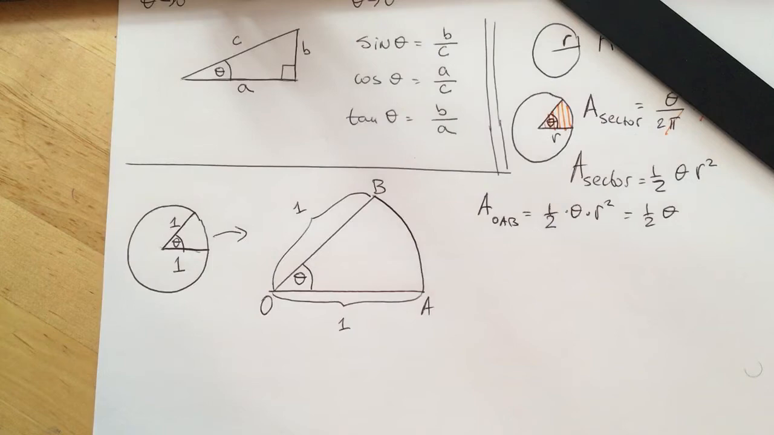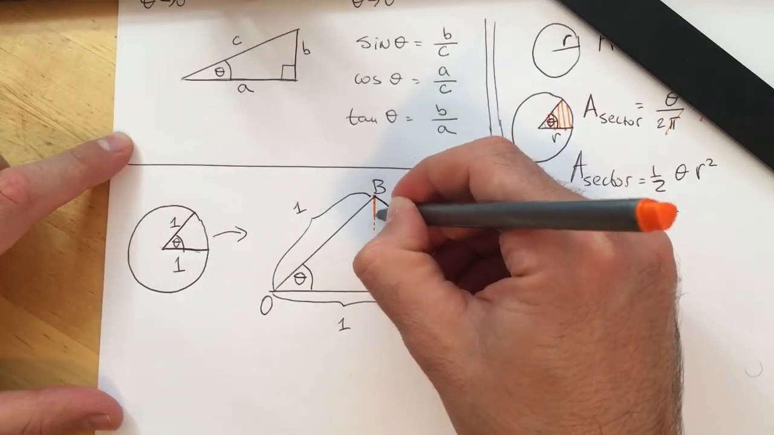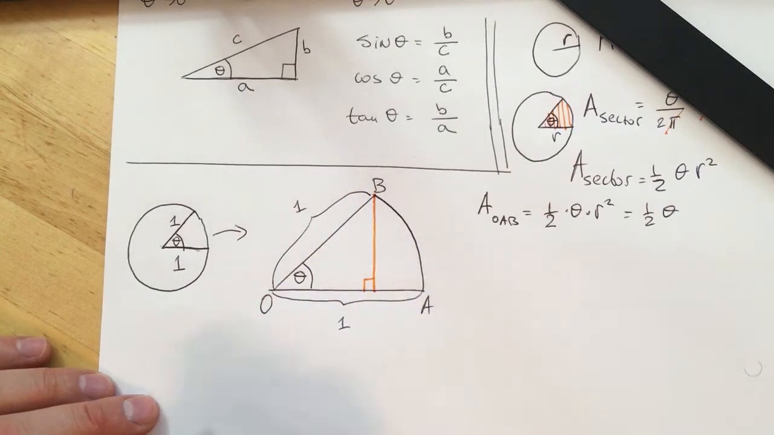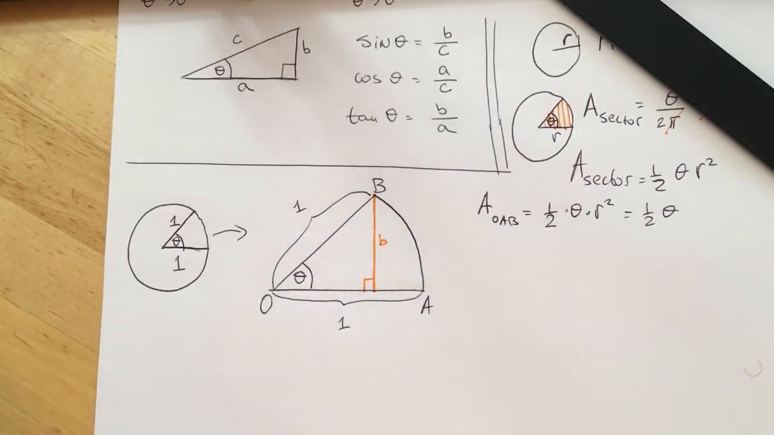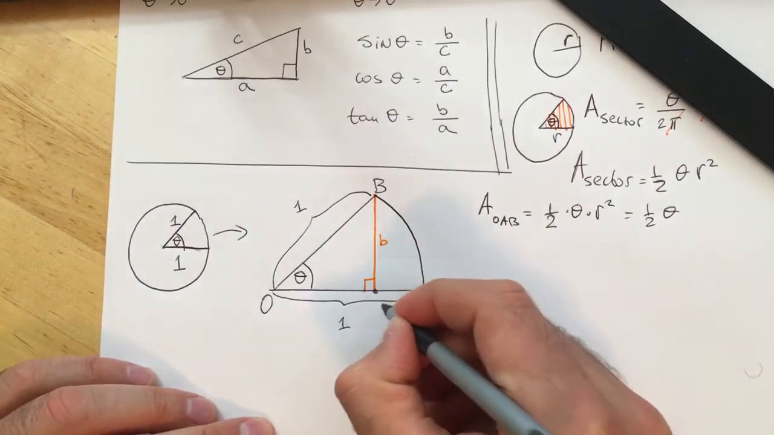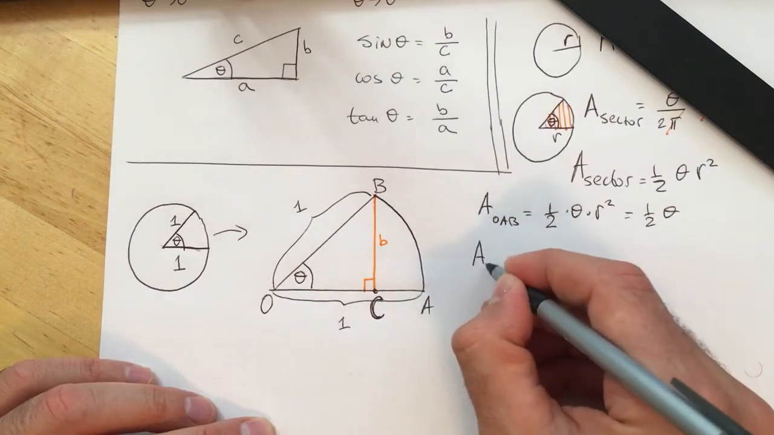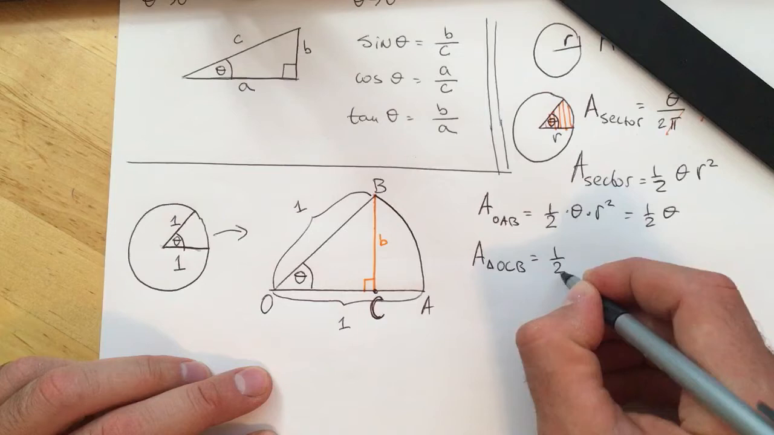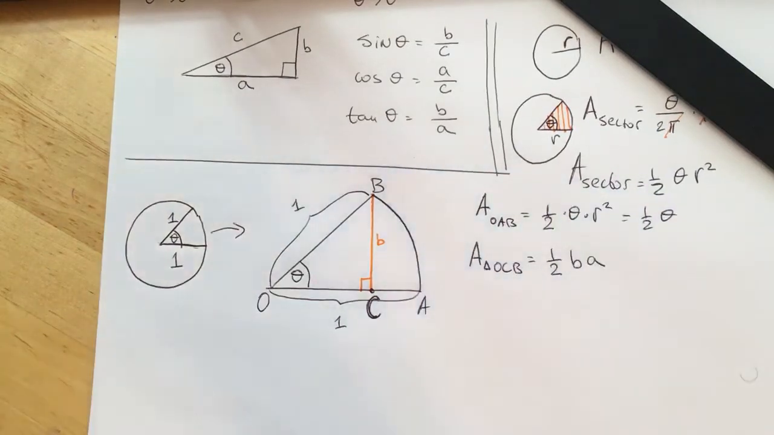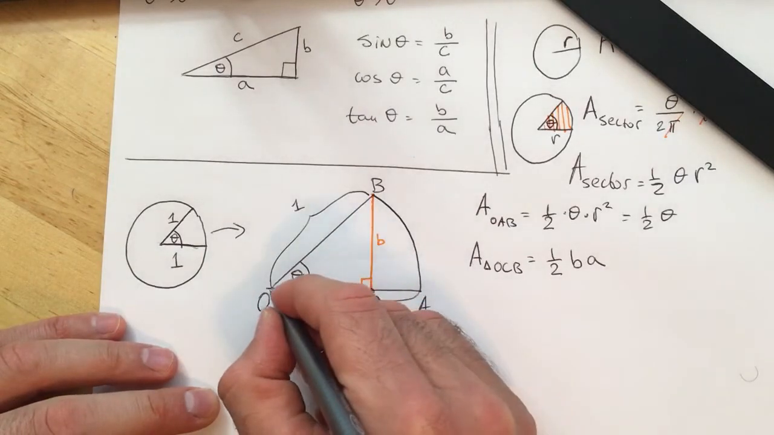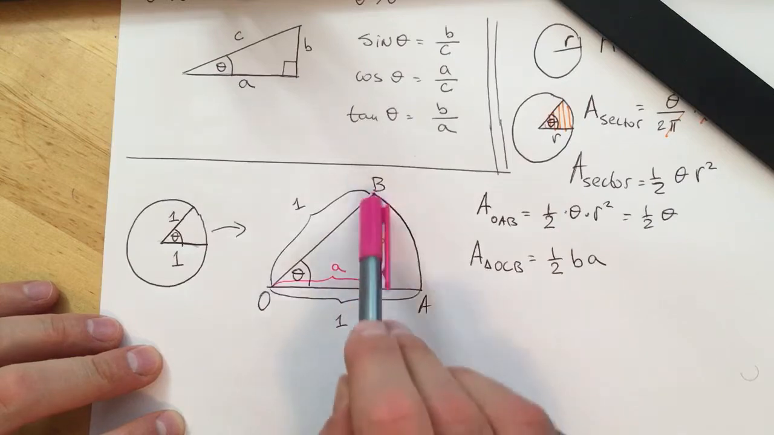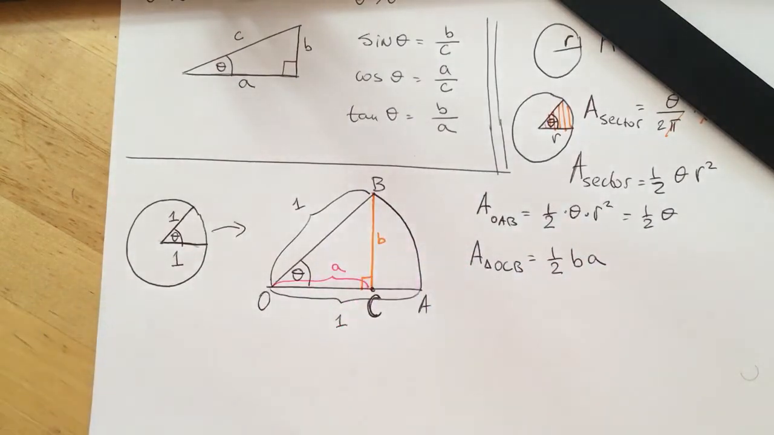Now I will create two triangles. The first one, by just dropping a normal line to the line OA from the vertex B. Okay, and then I obtain this right angle triangle. Let's call this side here B, and let's call this point here C. What is going to be the area of the triangle OCB? Well, that's equal to 1/2 times B times A, where this side here, be careful, this whole length is 1, so this length here I'll call it A. So the area of this triangle OCB is just 1/2 B times A, or 1/2 AB. And then I will create another triangle.